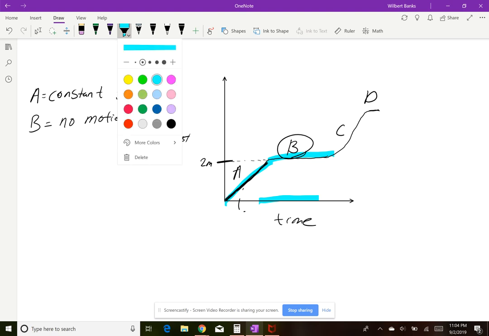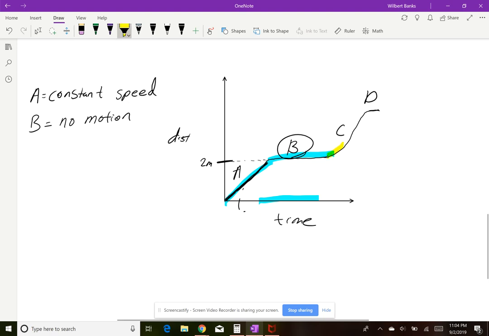Now let's go look at what happens at C. If you look at C, the slope constantly increases, and since slope is speed, that means the person is getting faster, or C is acceleration. They're getting faster and faster and faster as the slope constantly increases. At D, this individual is kind of tapering off. D is just like B, they have no motion there.